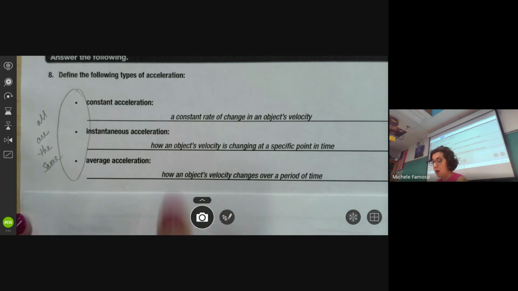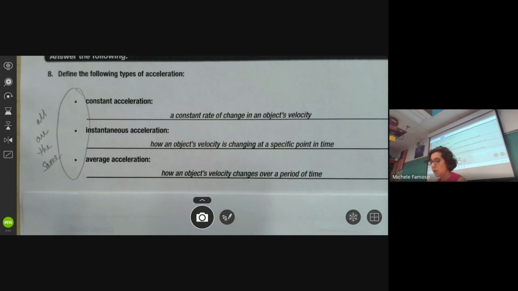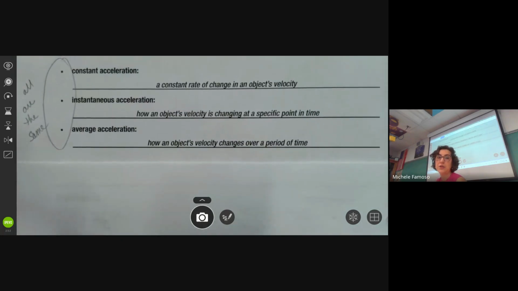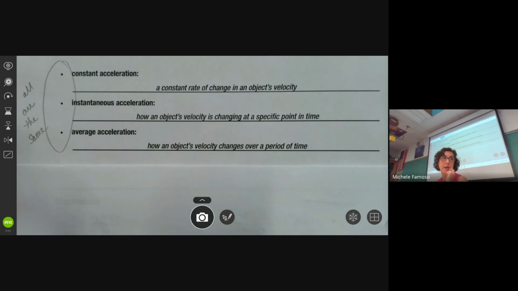For your test tomorrow, all three of these will be the same thing. We're not dealing with any kind of change in acceleration in this unit. So all three would be the exact same thing. Like acceleration. It's just acceleration, period. Your course is limited to accelerations that are always the same.